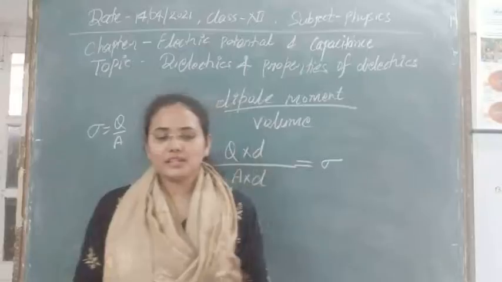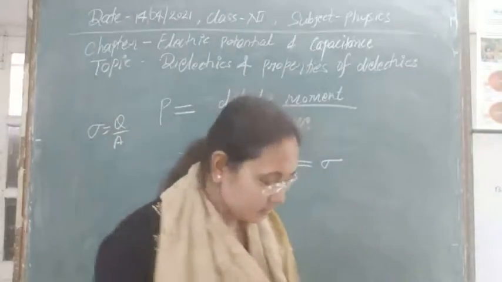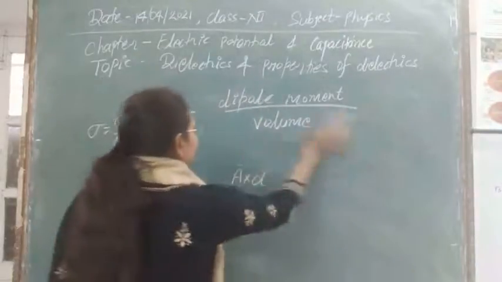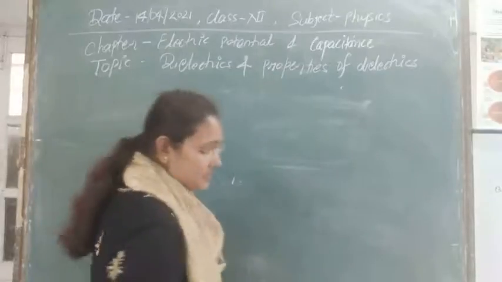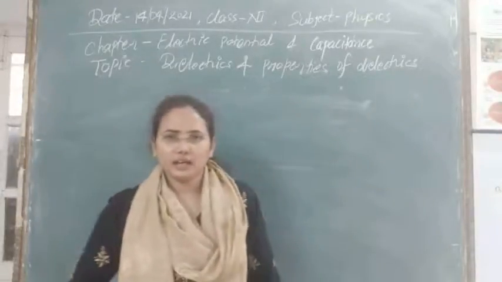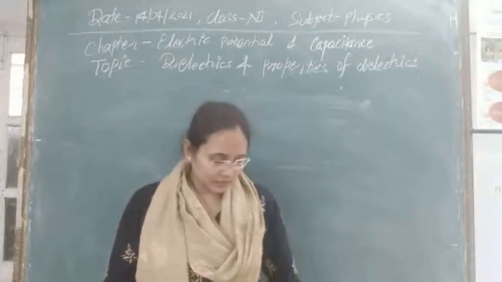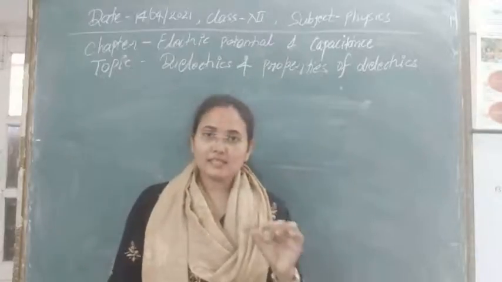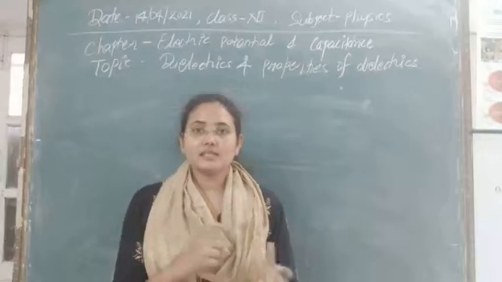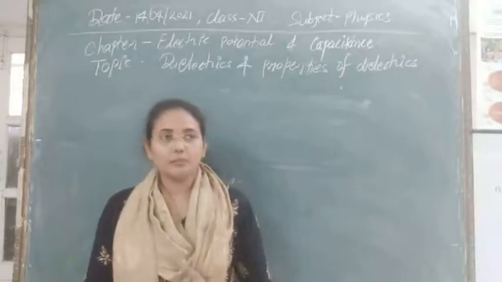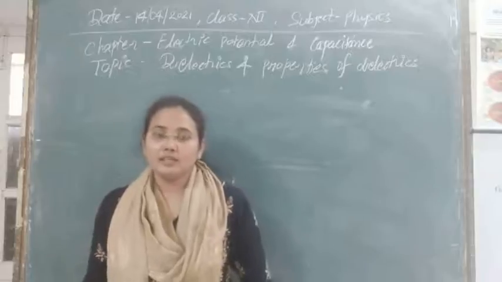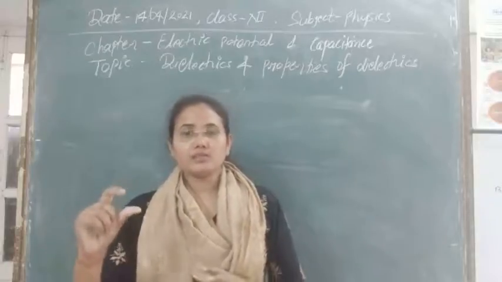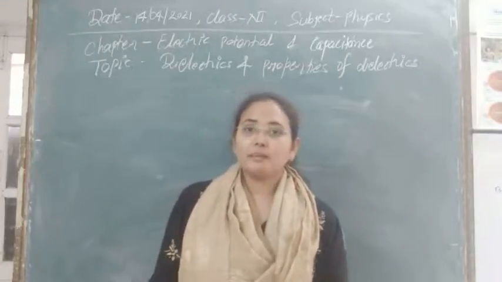Next is electric susceptibility. Suppose the external electric field present outside the dielectric is very weak, not of large strength. Then the polarization, that is the localization of charges inside the dielectric, is directly proportional to the resultant electric field. Resultant electric field means the electric field outside minus the electric field inside. So it will be directly proportional to that value.